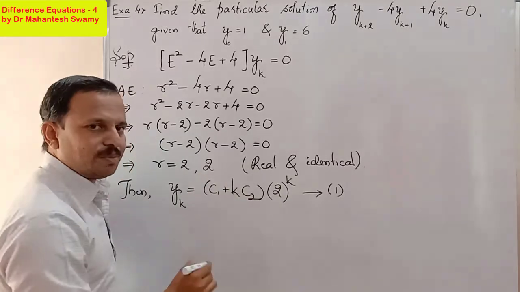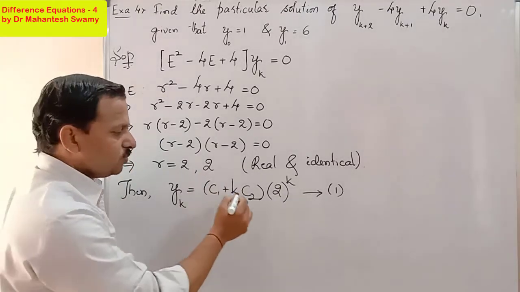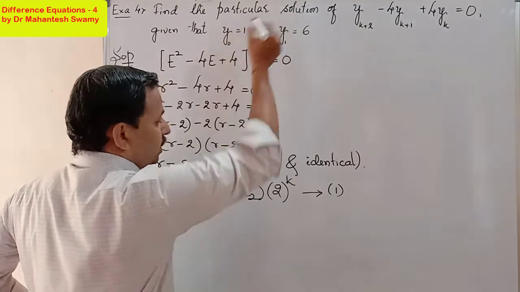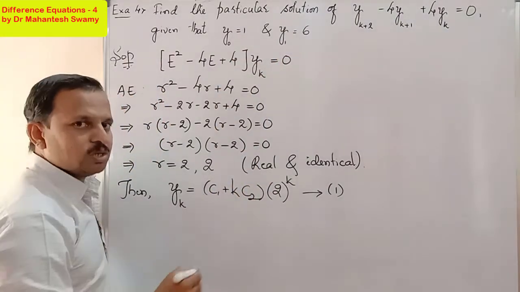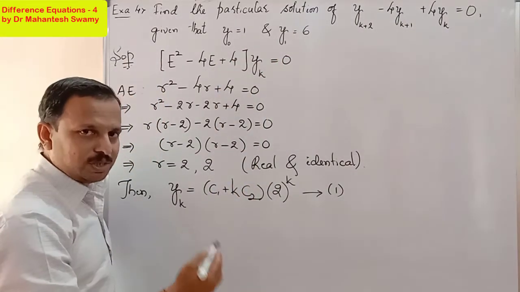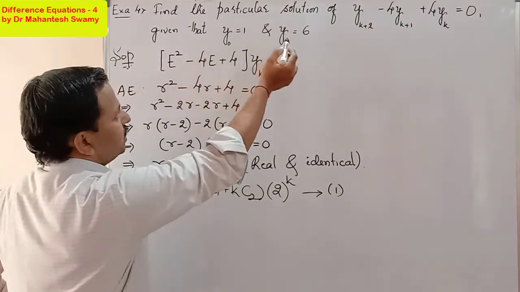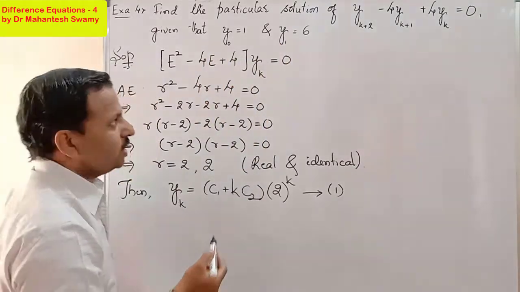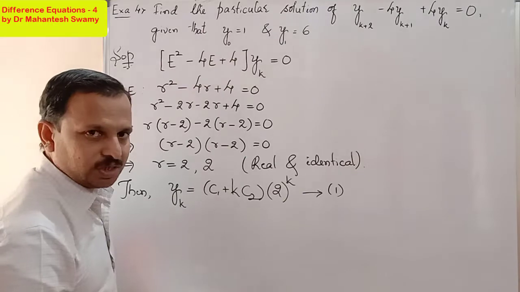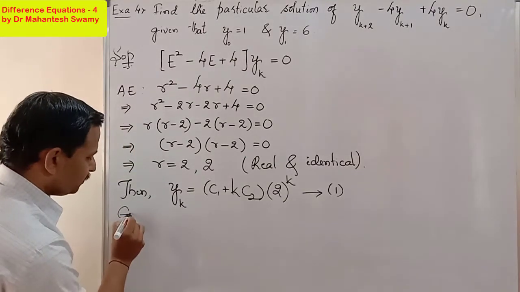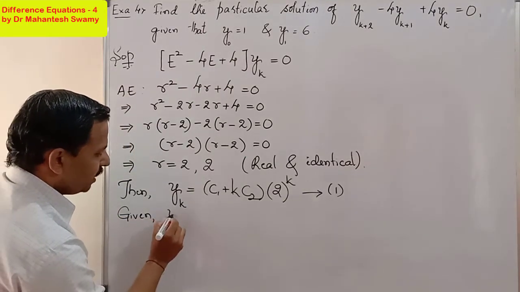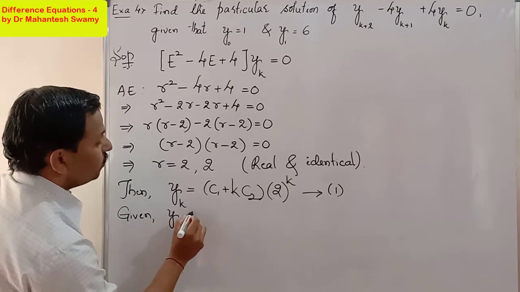Now we have to do some extra job in this problem. That is, we need to find the particular solution from this general solution. In order to find the particular solution from the general solution, we will be using these two prescribed conditions. So let us use the first condition. Given that y0 equals 1.